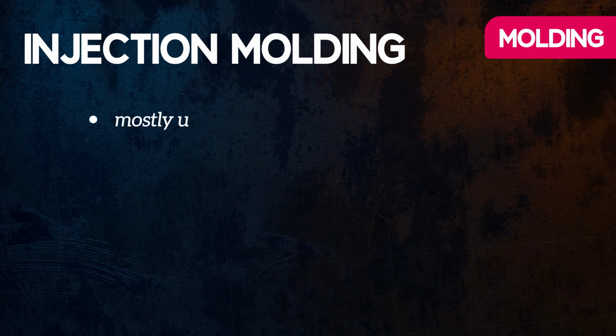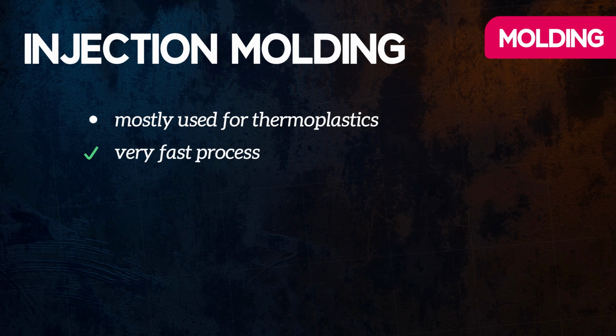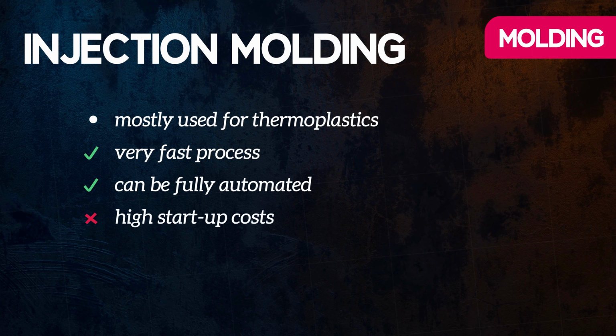Injection molding is mostly used for thermoplastics, which are polymers which soften when they are heated and harden when they are cooled. It is a very fast process and can be fully automated, meaning labor costs are low, but startup costs are very high due to the expensive molds, so it is really only cost effective for large production runs.